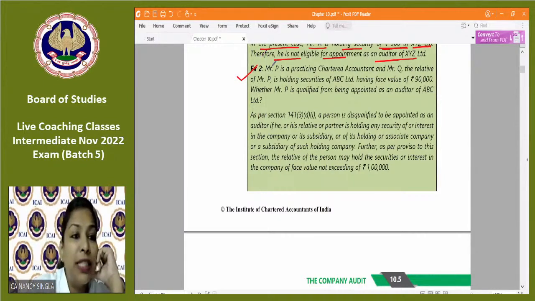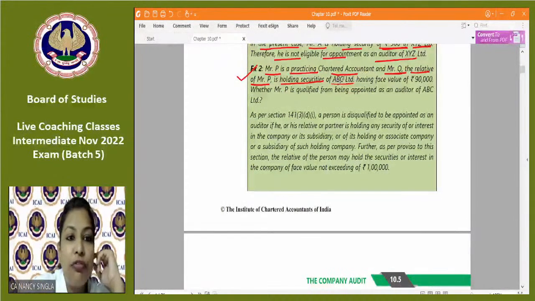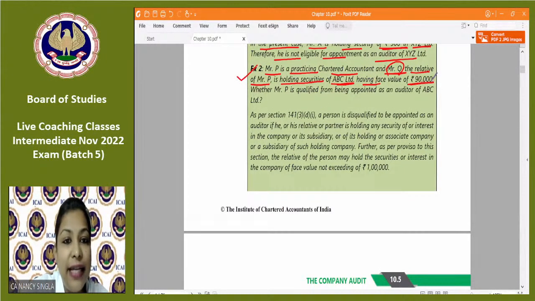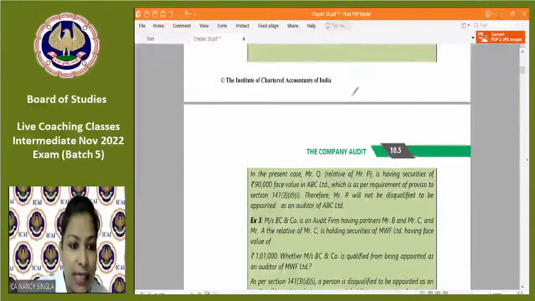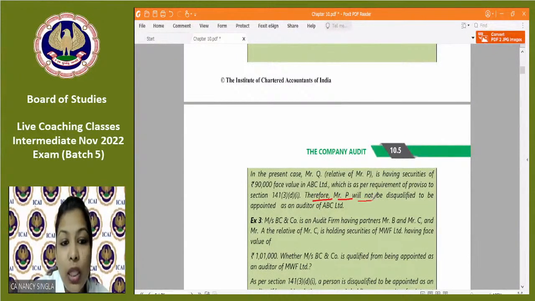ठीक है. So Mr. P is a practicing chartered accountant. ठीक है. And Mr. Q, the relative of Mr. P, is holding securities of ABC Limited. So who is holding the securities? Mr. Q. Having face value of 90,000, which is less than 1 lakh. Whether Mr. P is qualified for being appointed as an auditor of the company. So the answer is what? Yes. Therefore, Mr. P will not be disqualified. That is, he is qualified to be appointed as an auditor of the company.